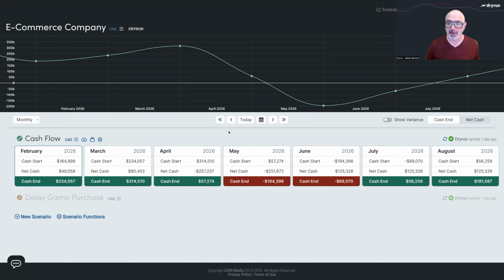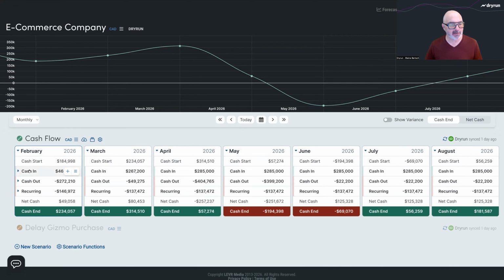So in Dryrun here, you'll see we have a single scenario, and it's our cash flow scenario. And if I expand this scenario, you'll see we've got a cash in section, cash out, and our recurring expenses.